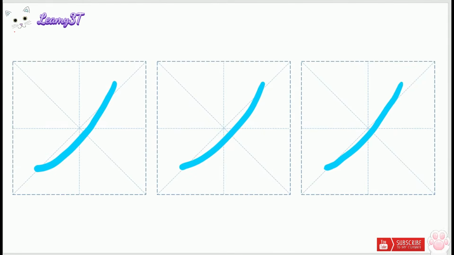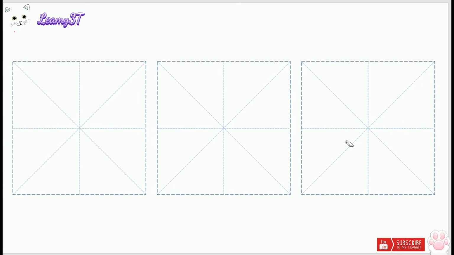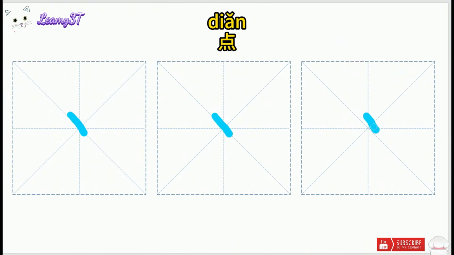Okay, next we're going to write the diǎn, the last stroke we're going to write today. Alright, let's start. Diǎn, diǎn, diǎn. The English meaning for diǎn is spot. It's a short stroke from the top left to the bottom right. If you are using a brush, you'll see the thickness change. But if you are just using a normal pen, you don't need to do that. You just need to write a dot.